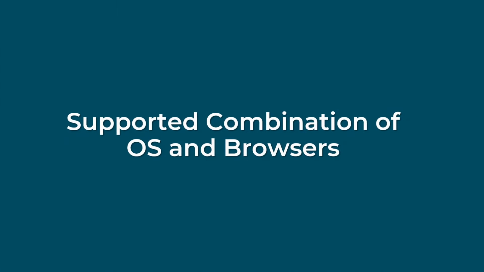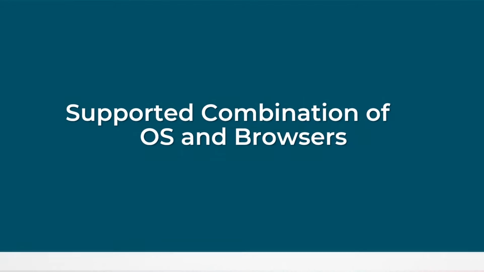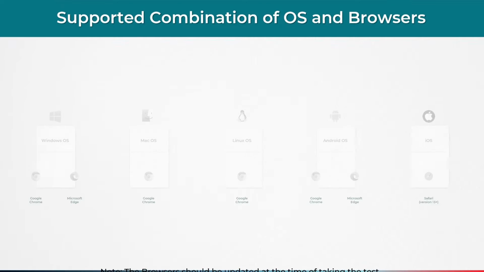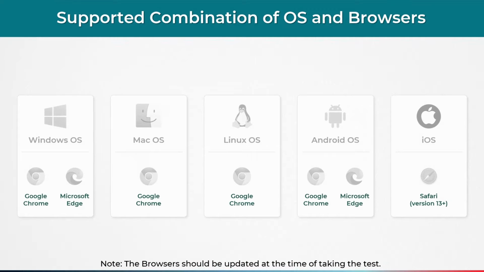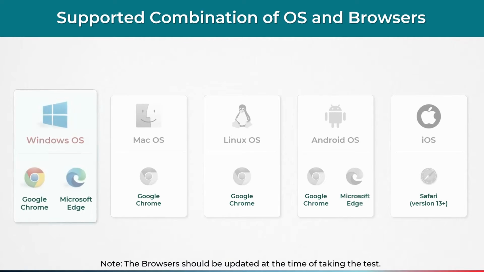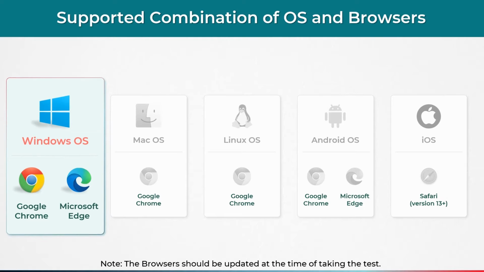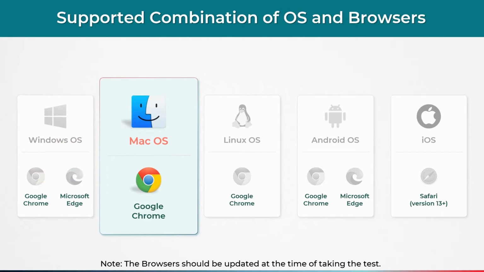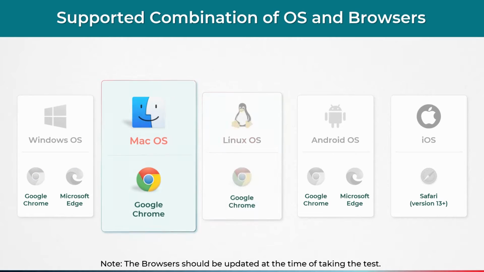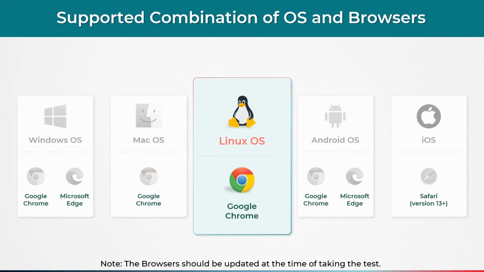The five major operating systems available today are Windows operating system, Mac OS, Linux OS, Android OS, or iOS. If you're taking a test through a Windows-based laptop or desktop, then you can use either Google Chrome browser or you can go with Microsoft Edge browser. If you are attempting the test on a Mac OS-based laptop or desktop, then you can use Chrome browser. Similarly, if you are using a Linux OS-based laptop or desktop, then again, you can use Chrome browser.